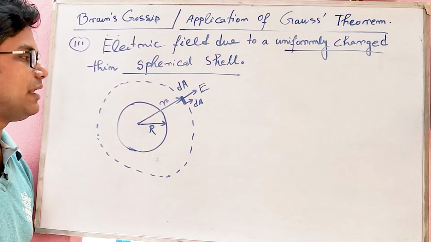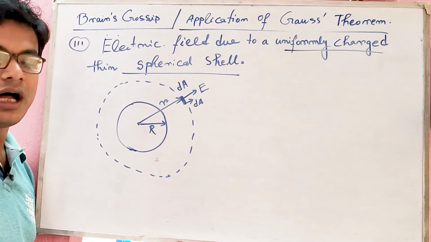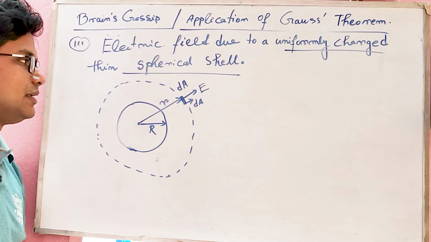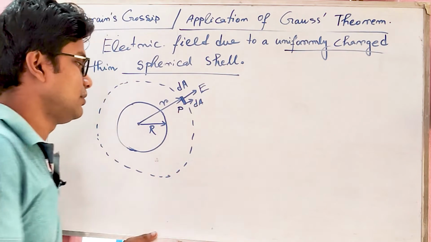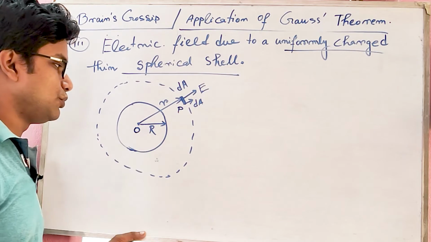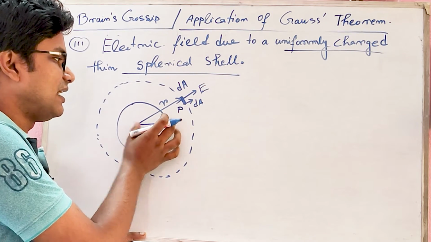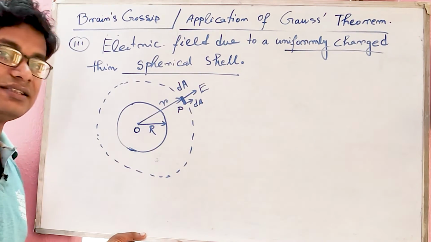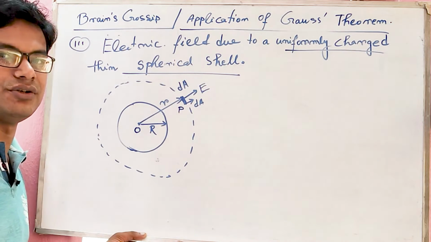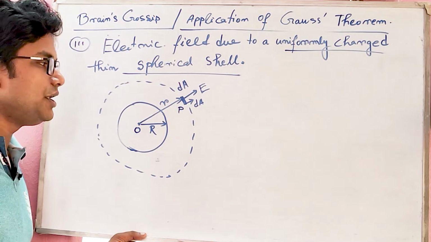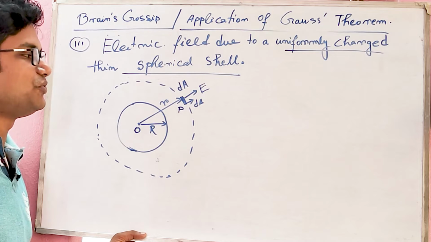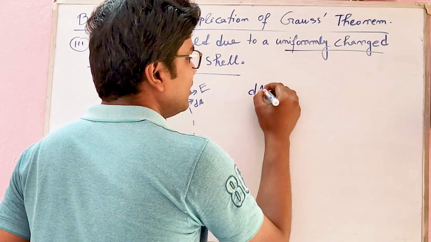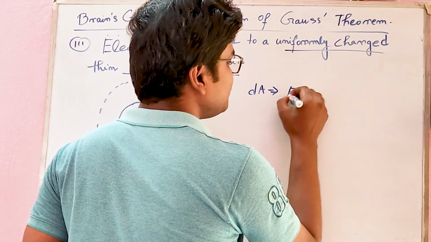Now we want to calculate the electric field due to the outer portion or external portion of this shell, that is this point P. So here the center is O, the radius of the shell is R, and we want to calculate the electric field at a point P which is at a distance small r from this origin O. In order to do this, here also we have to take an elementary area dA. So dA is our elementary area.